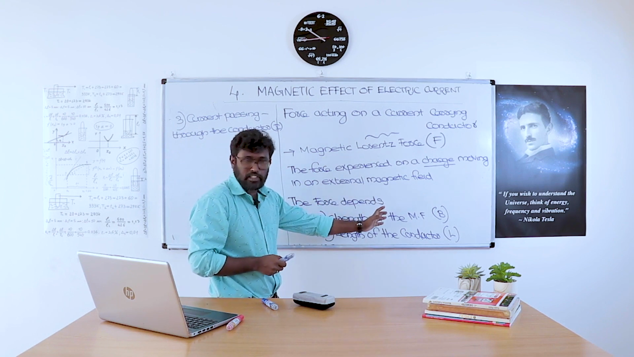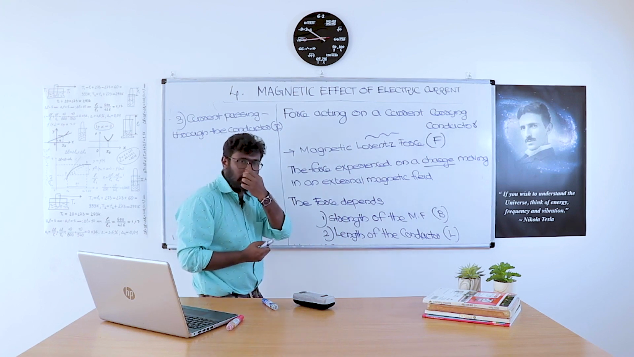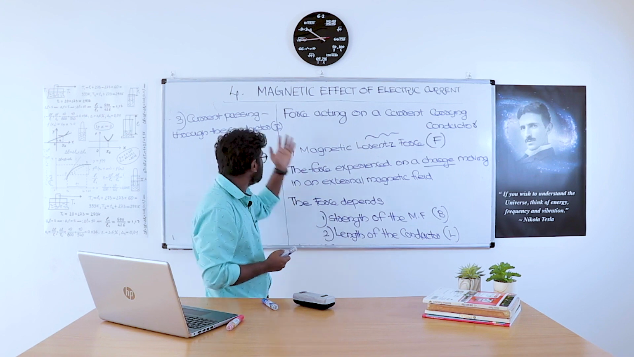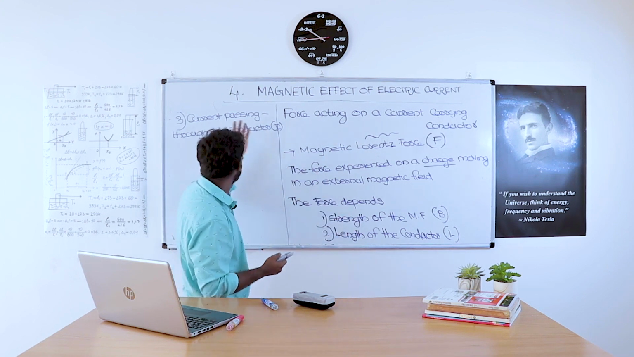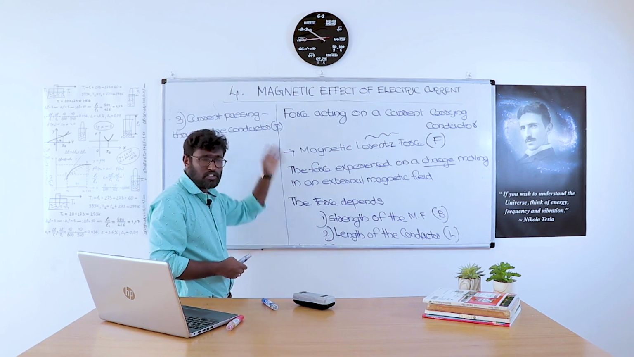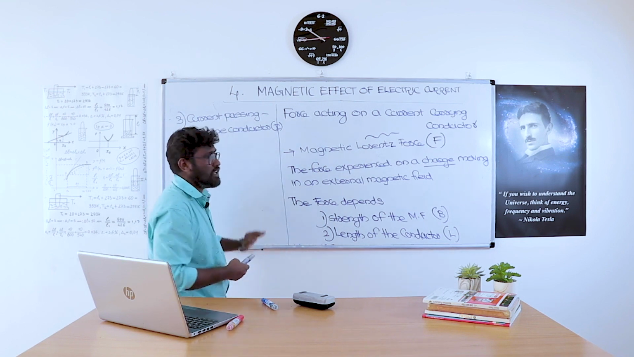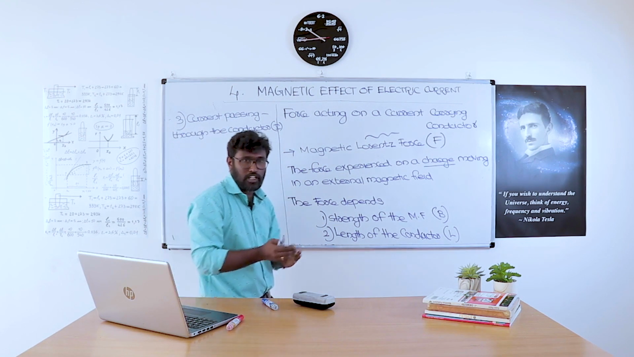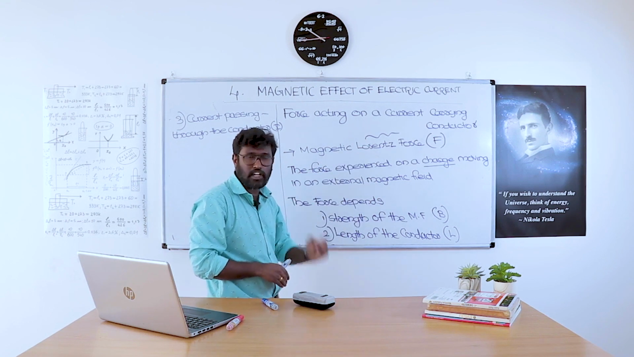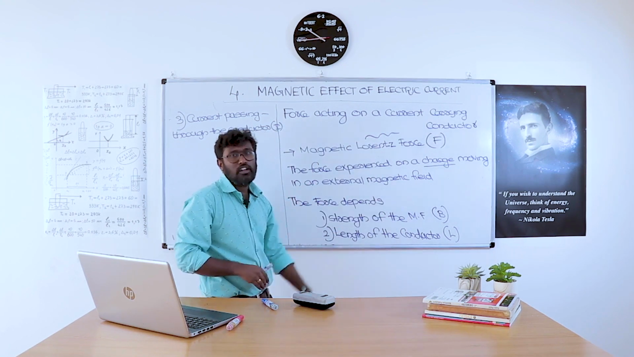How do they affect the force? Whenever the strength of the magnetic field increases, the force also increases. Whenever the length of the conductor increases, the force also increases. Whenever the current passing through the conductor increases, the force also increases. All of them are directly proportional. So the force acting on the current carrying conductor depends upon the strength of the magnetic field, the current passing through the conductor, and the length of the conductor.